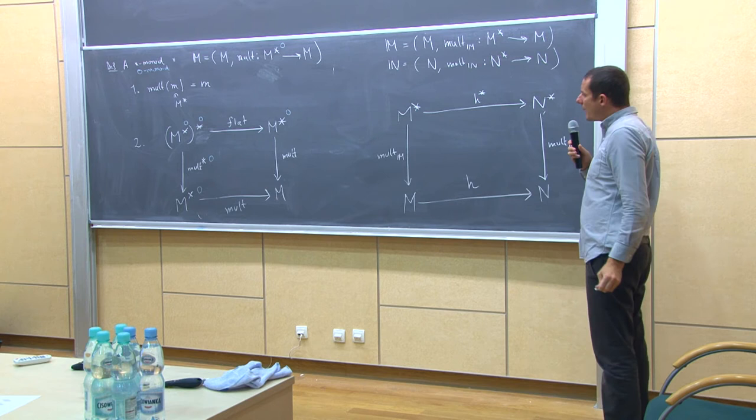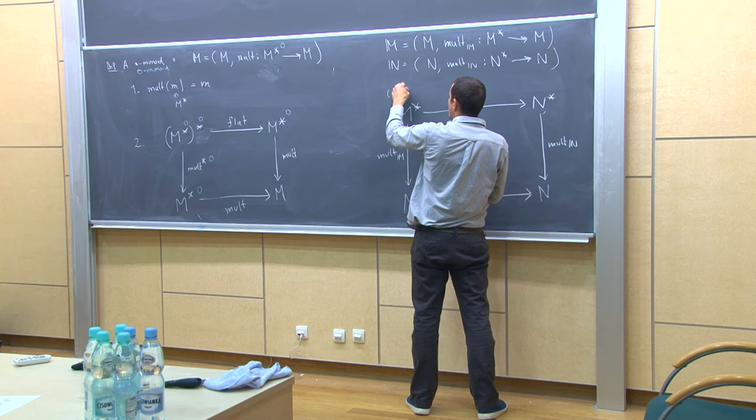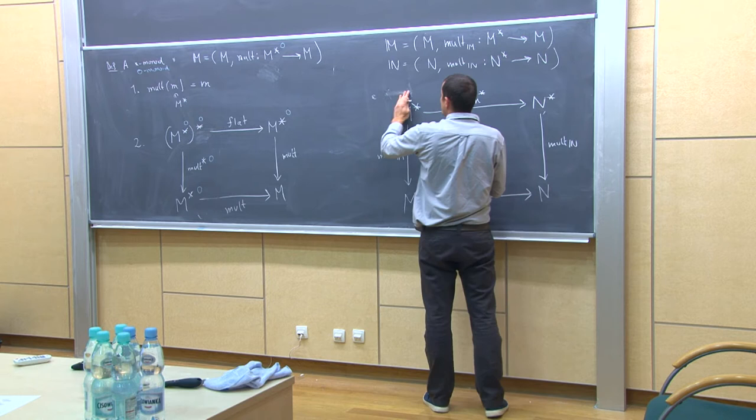Now, it so happens that for normal monoids, we only need to check this for special examples, namely pairs of the form, like words of length 2 and words of length 0. That's enough, and then it generates everything. But if you wanted to write it like this, you could write it. That's a homomorphism.